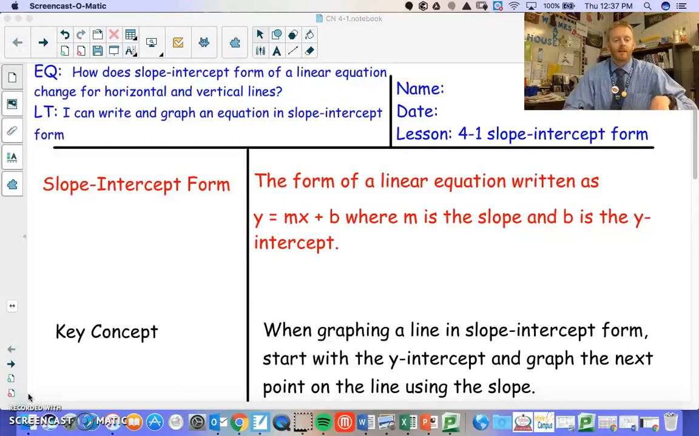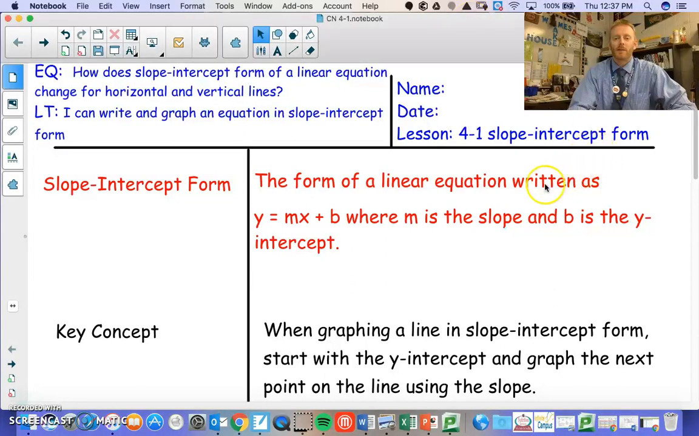This is the beginning of what I kind of think is the fun stuff of algebra. So this is slope-intercept form. I'm a big fan of this stuff, so if you don't like it, don't tell me about it because I'll be hurt in my heart.